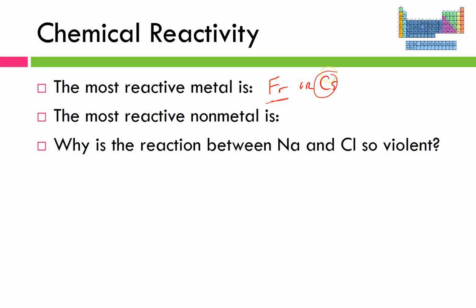So usually I'll tell you that cesium is our most reactive metal, and it's because it's able to lose that one valence electron really easily. I'm going to circle cesium on our little periodic table. I guess I'll just fill in the dot.